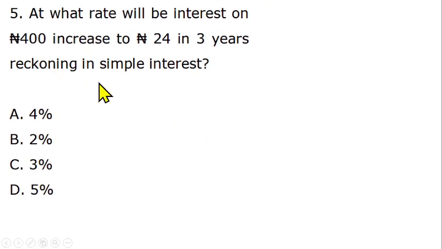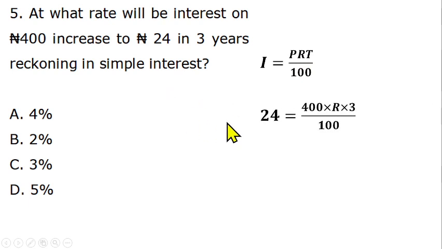Question number 5 is from simple interest. At what rate will the interest on 400 naira increase to 24 naira in 3 years, reckoning in simple interest? So, like I told you, it's from simple interest. We know that simple interest is principal times rate times time over 100, and we have to find the rate, given the interest to be 24 naira, the principal to be 400, and the rate is what you are looking for, the time is 3 years.